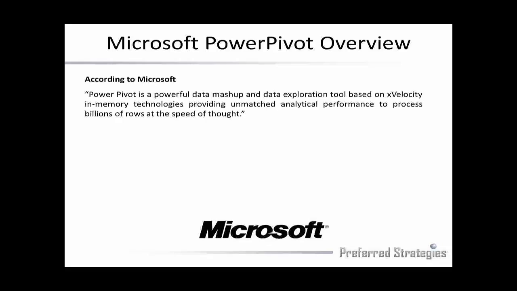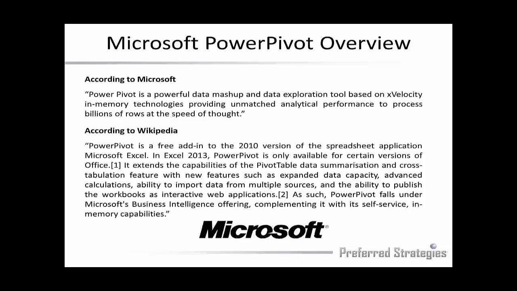So I figured let's go to plan B, and maybe Wikipedia can take a better shot at it. According to Wikipedia, Power Pivot is a free add-in to the 2010 version of spreadsheet application Microsoft Excel. In Excel 2013, Power Pivot is only available for certain versions of Office. It extends the capabilities of the pivot table, data summarization, and cross-tabulation feature with new features such as expanded data capacity, advanced calculations, ability to import data from multiple sources, and ability to publish the workbooks as interactive web applications. As such, Power Pivot falls under Microsoft's business intelligence offering, complementing it with its self-service in-memory capabilities.